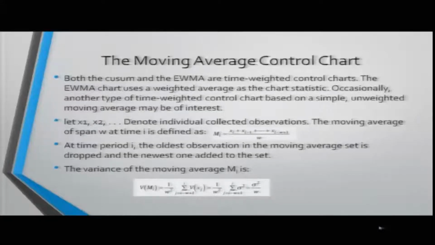The moving average control charts, both the Cusum and the EWMA, are time weighted controls, because the time weights come with respect to the ith reading which you are taking. The EWMA charts use a weighted average as the chart statistic. Occasionally another type of time weighting control could also be used, which is the simple unweighted moving average. Say the data points are x1 to xn, then the moving average of span w for time period t would be found by taking the sum of the observations divided by the number of observations which you have. At time period t, the oldest observation in the moving average is dropped and the newest one is added. So, obviously the weights would be shifted accordingly.